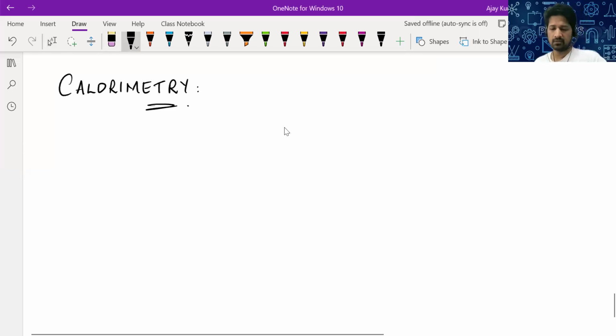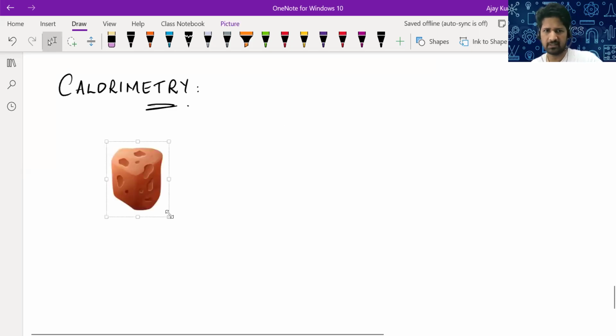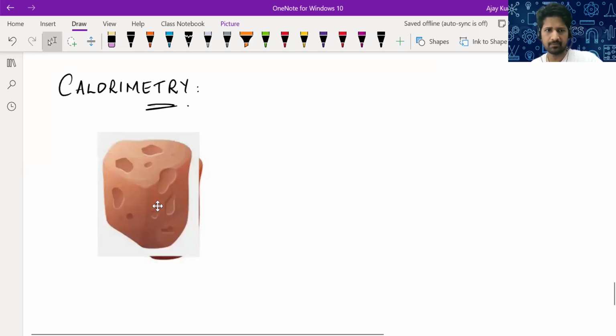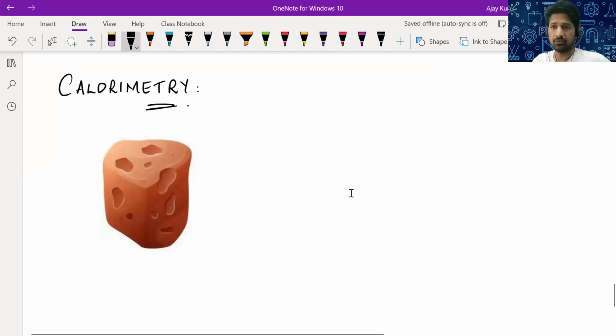So in calorimetry, what we'll be learning is the relation between heat and temperature. Consider an object like this, some random solid I'm taking. Now, if you want to raise its temperature, obviously you'll have to supply heat. There may be some other ways also, but supplying heat is a very common way of raising temperature.